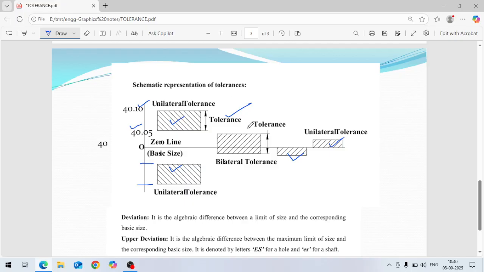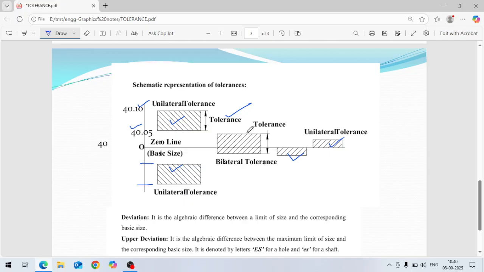And the next thing is bilateral. What is bilateral? Bilateral is when, from the zero line, this tolerance zone is on the lower side also and on the upper side also. Say this may be size 40.05 on the upper side, and on the lower side say 39.95. This is the tolerance zone, the case of 40 plus minus 0.05.